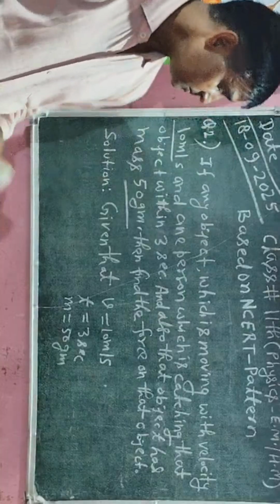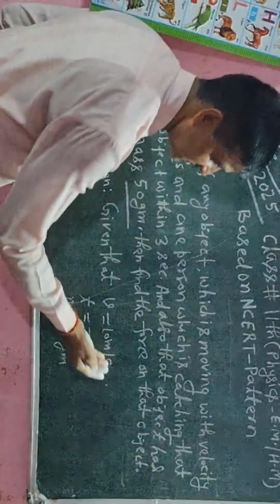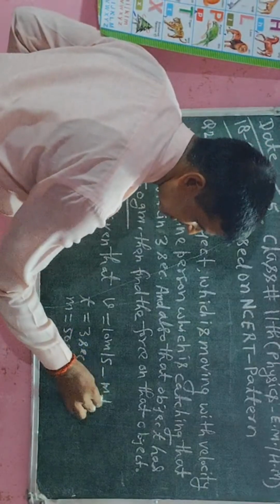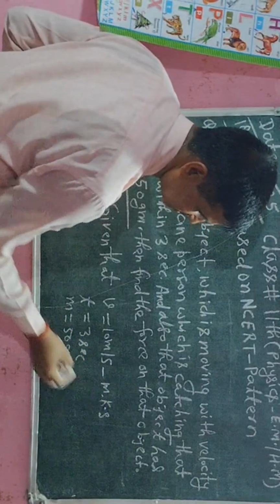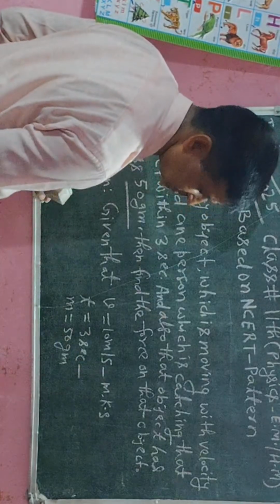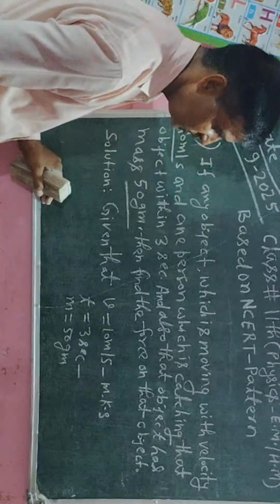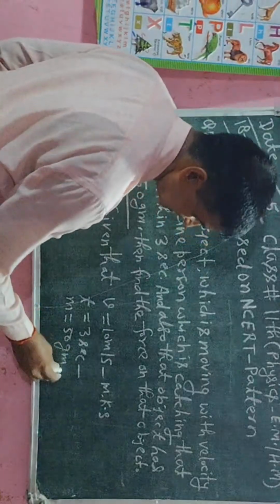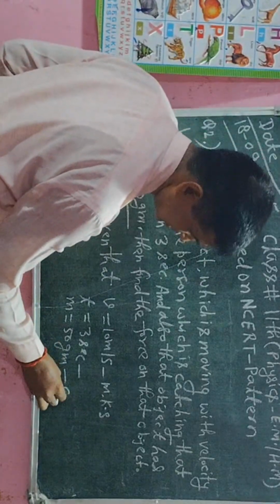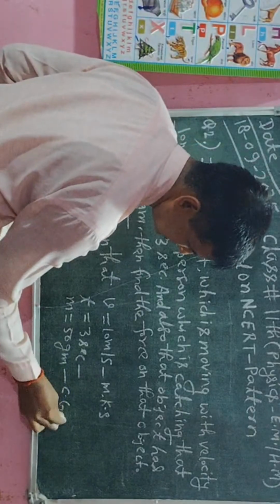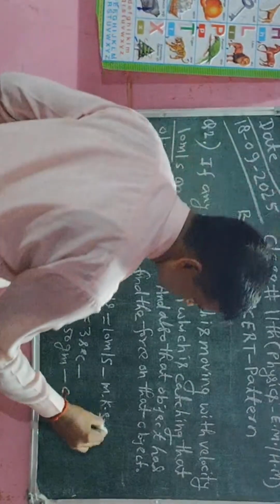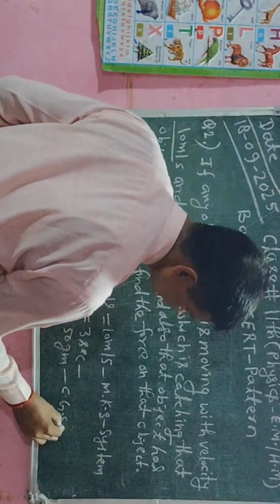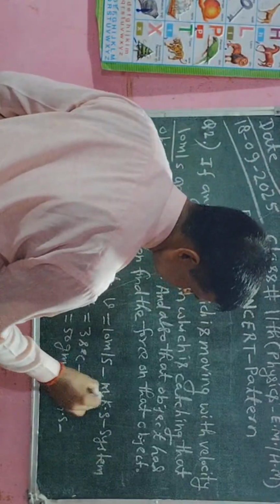Okay, so here this velocity is given in the MPS system, so here I have written MPS system, and this time is also given in the MPS system, but this mass is given in the CGS system. So this is the MPS system and this is the CGS system.